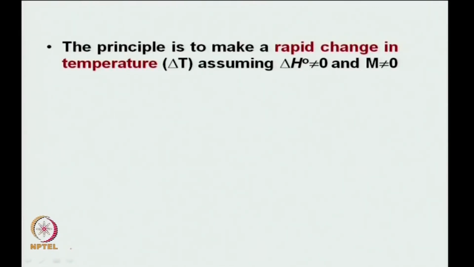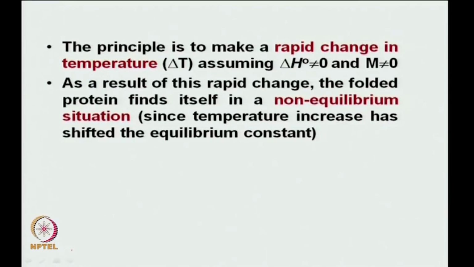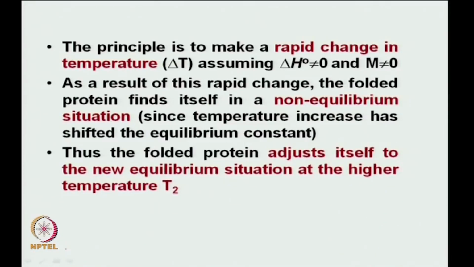So, the principle is to make a rapid change in temperature delta T, assuming delta H naught is not equal to 0 and m is not equal to 0. That is what we just discussed. As a result of this rapid change, the folded protein finds itself in a non-equilibrium situation. It is a repetition of what we did yesterday. Since temperature increase has shifted the equilibrium constant, good. Thus, the folded protein adjusts itself to the new equilibrium situation at the higher temperature T2. That is why we always write concentration of F equilibrium comma 2. 2 means at temperature T2, right.